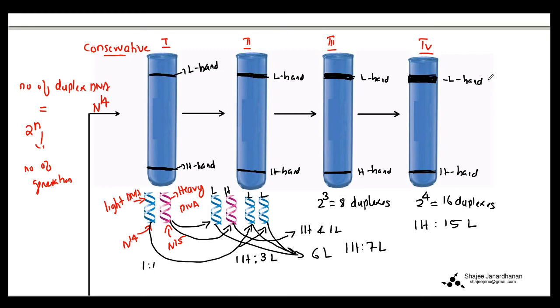So you can conclude that if the replication is conservative, apart from the parental generation, all the generations will contain two bands. One will be the heavy band and the other will be the light band. As the generation increases, the concentration of the heavy band will remain the same, whereas the thickness of the light band keeps on increasing.